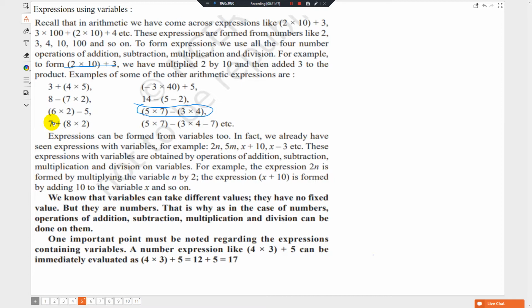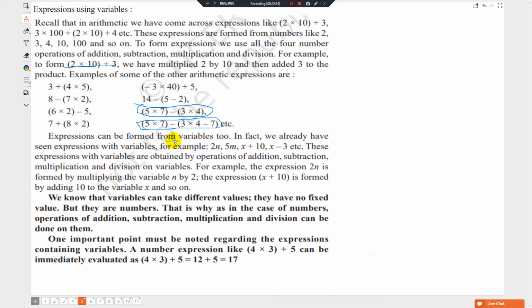And here we have 7 plus 8 into 2, 5 into 7 minus 3 into 4 minus 7. These types of problems are big, right? So we'll see with variables.